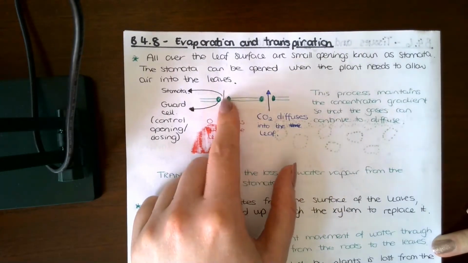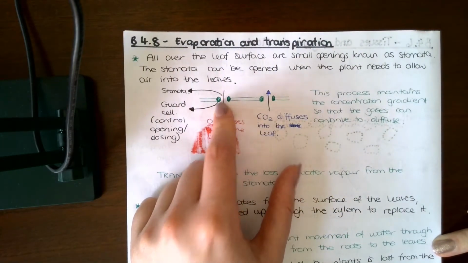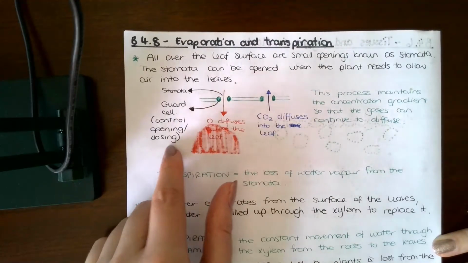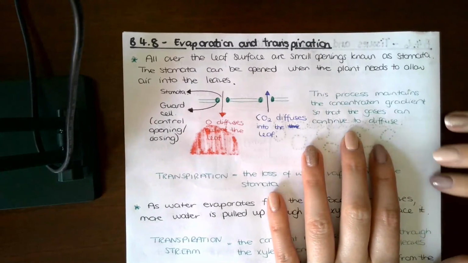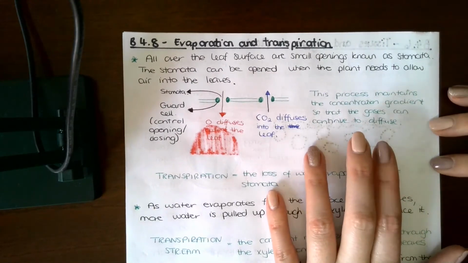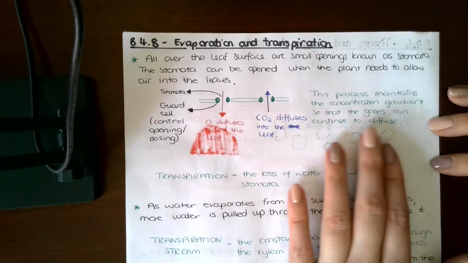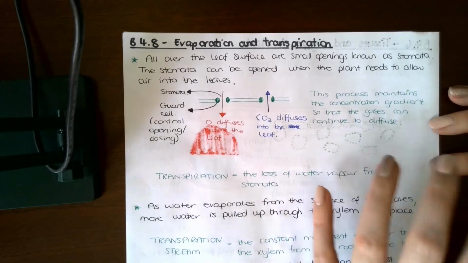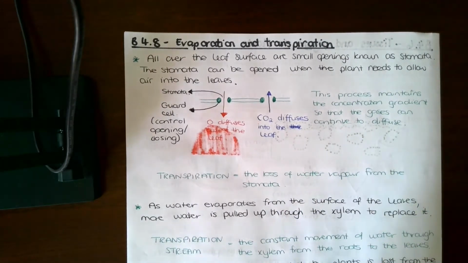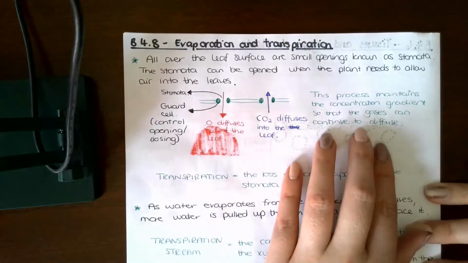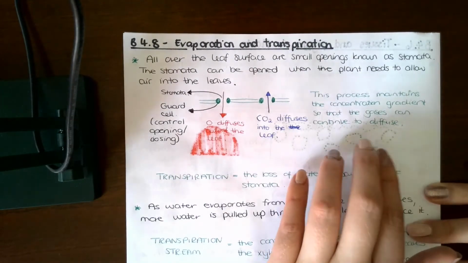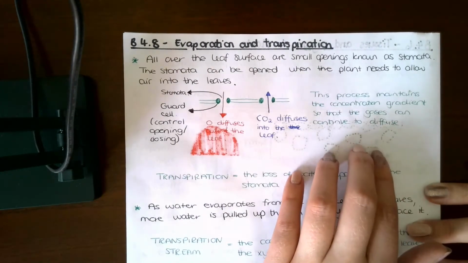And I've got a picture of the stomata here, which is the hole in the bottom of the leaves, and the guard cells, and these control the opening and closing of these stomata. So this process is important because it maintains the concentration gradient so that the gases can continue to diffuse. So remember, for particles to diffuse, they need to diffuse from an area of high concentration to an area of low concentration, and the air continuously moving out maintains that concentration gradient. So the steeper the concentration gradient, the quicker diffusion can happen.